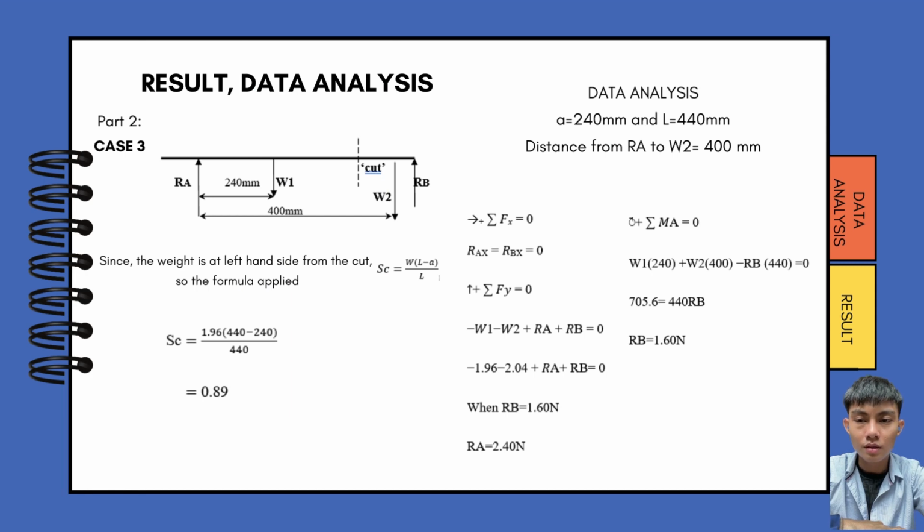Moving to result data analysis part 2 case 2 experiments. The difference between part 1 and part 2 is the weight. The distance of the weight from RA is different. In part 2 experiments, the a distance is equal to 220 mm and the total length is also the same.